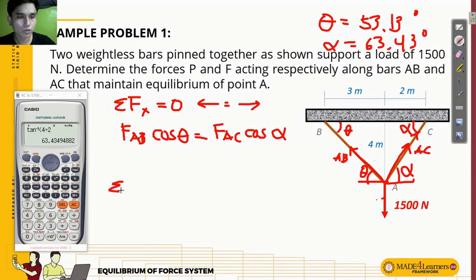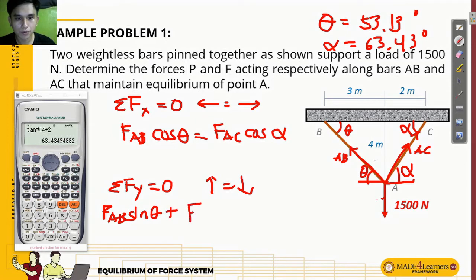And then yung equation 2, so we have summation of forces Fy is equal to 0. So upward is equal to downward. So ang upward ani kani siya, di ba? So ang force AB and force AC, yung y component is both upward. So nandun dapita force AB, then sine of theta, then plus force AC, sine of alpha is equal to downward, no? That is 1,500. Okay, natadyo ka equation.